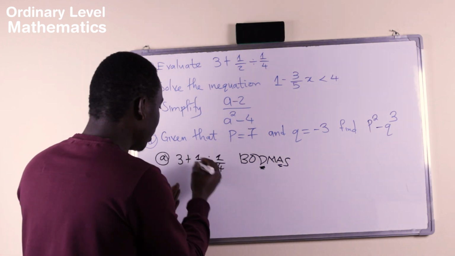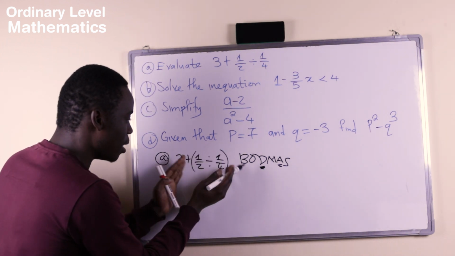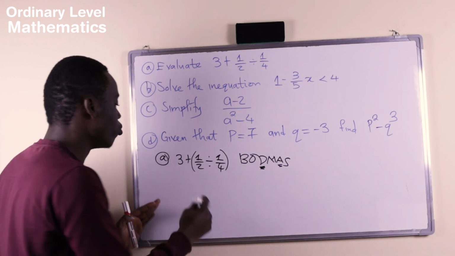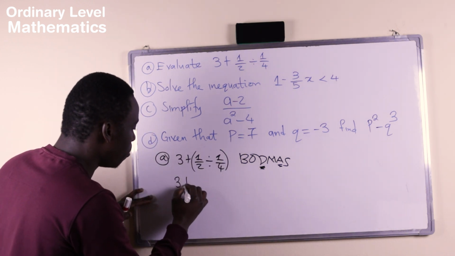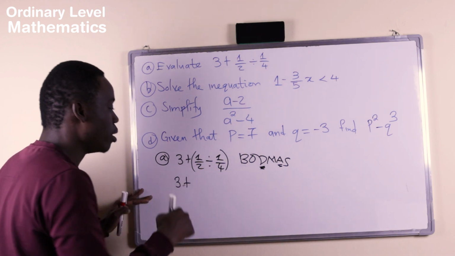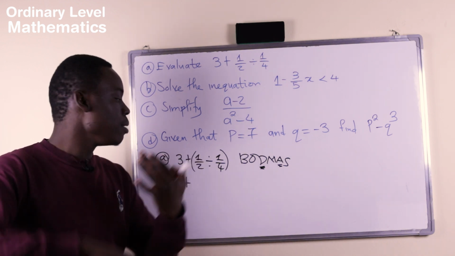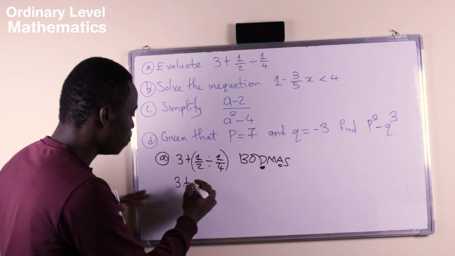So we're going to divide this before we add. When you add and divide later, your answer is going to be wrong. So this is going to be 3 plus. Now, if you've noticed, when dividing, you can't just divide an expression like this. So you have to simplify it. How do you simplify it?